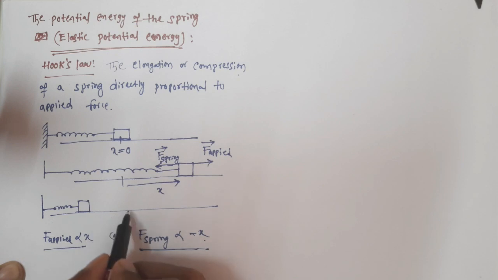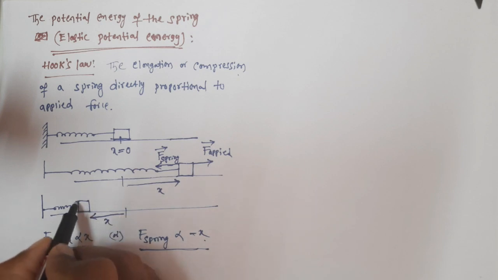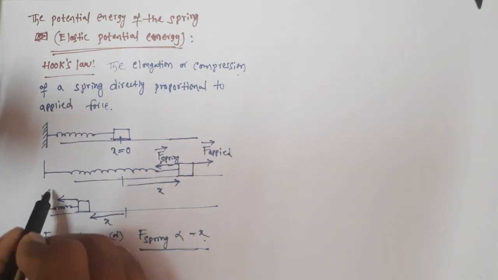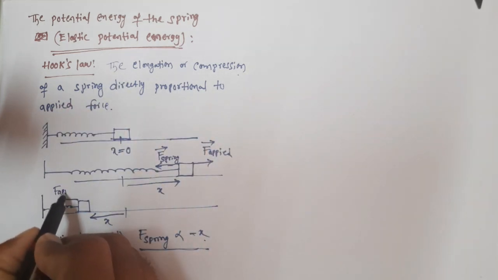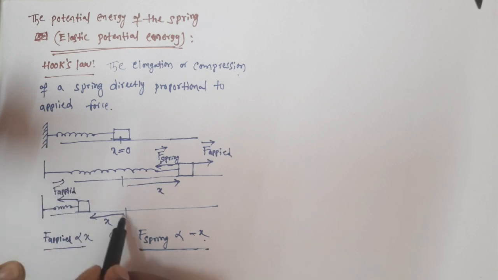Now here we are compressing the spring. That means the extension of the spring is this way, or the compression of the spring is this way. And how do we apply force? We push it this way. So applied force is this way and the compression of the spring is also this way.